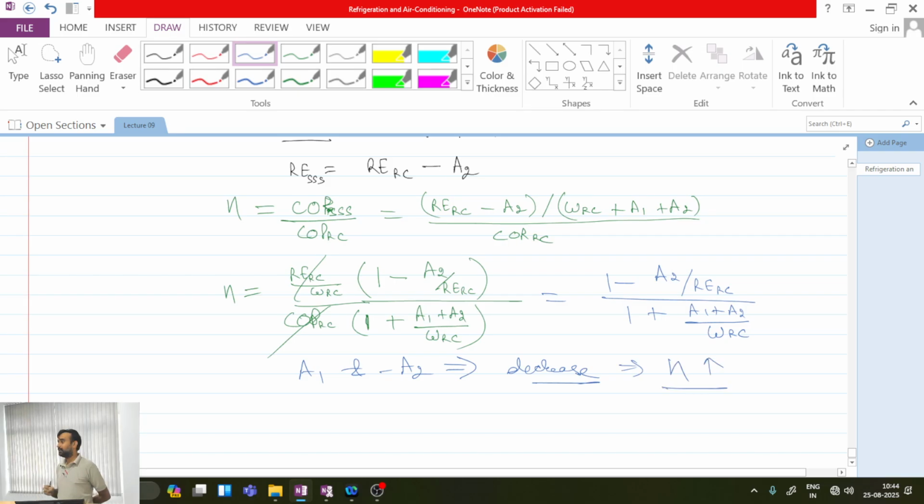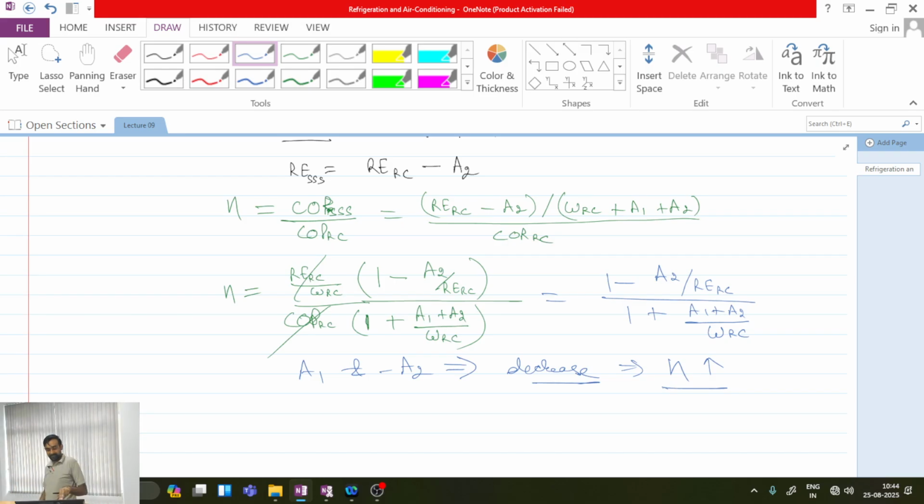Efficiency will increase. It means your actual cycle will become closer to the Carnot cycle. Agree to this point? From this we can clearly see that in the numerator A2 is a negative effect. It's a penalty because it is decreasing the overall value of the numerator. So if A2 is small, the value of the numerator will increase, and moreover in the denominator A1 and A2 are both positive terms which are just increasing the denominator.